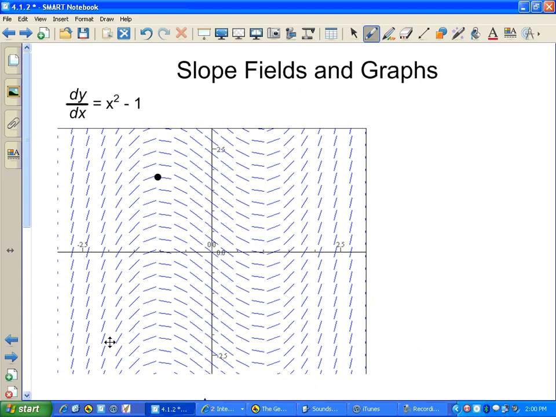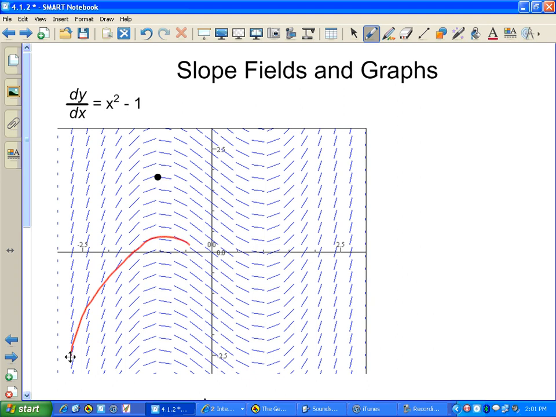So if I want to trace a certain function that is in this slope field, I'm basically just going to follow the slopes as I move from left to right. So one possibility for a function, I can see that I'm starting pretty steep here. So we got this steepness, we got this steepness, starting to get a little less steep.